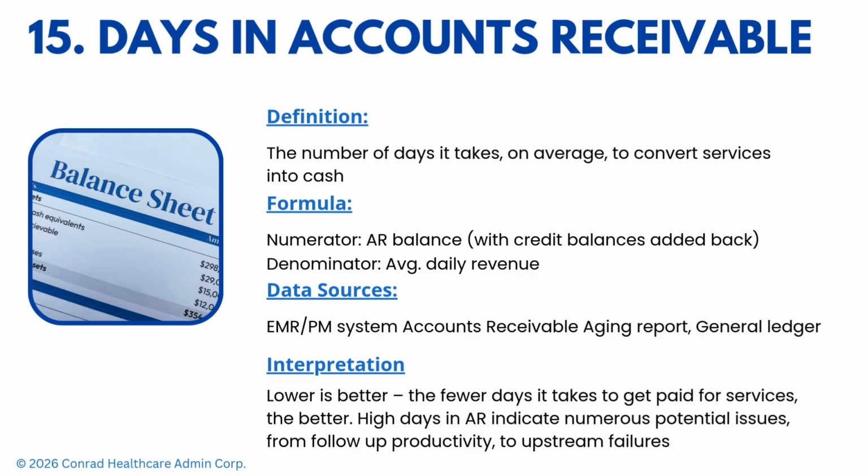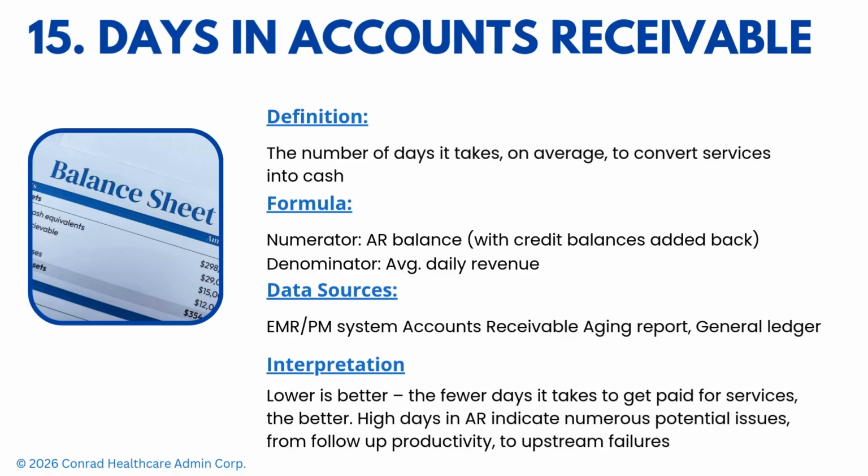videos on this subject. The formula is the numerator is your accounts receivable balance, and you add back the credit balances to that. And then you divide by the denominator, which is your average daily revenue. And what that is, that is your revenue for a period of time divided by the number of days in that period of time. So let's say that you took a year of revenue, you would divide by 365 days to get that denominator. The data sources for this are the EMR system and specifically the accounts receivable aging report. And you might also use the general ledger for the revenue component.